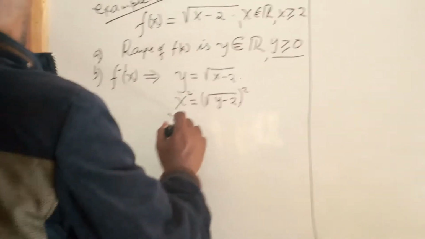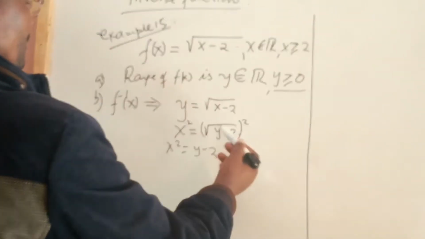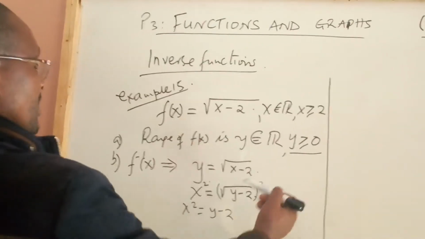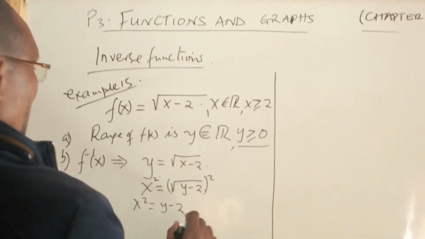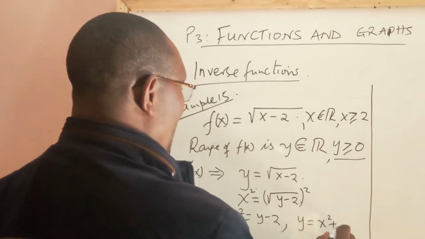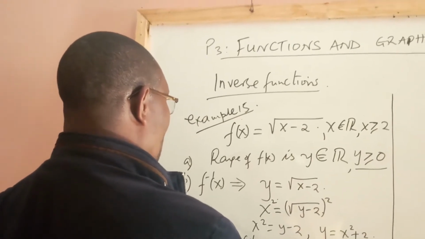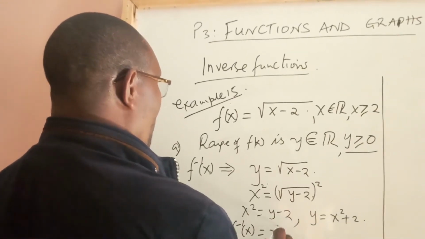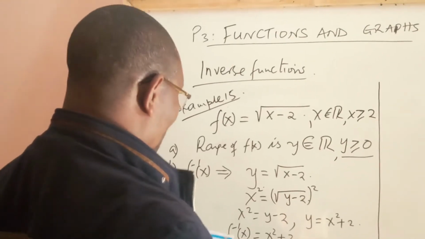We have x squared equals y minus 2. Remember, when you square a root, you get the original number free from the root. Now, making y the subject, you have y equals x squared plus 2. And this happens to be now the inverse function, x squared plus 2.